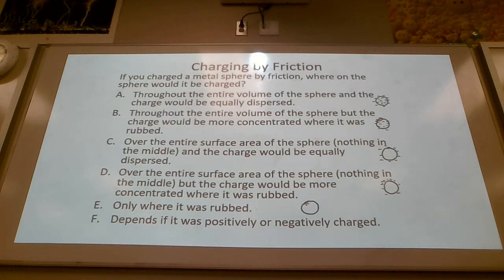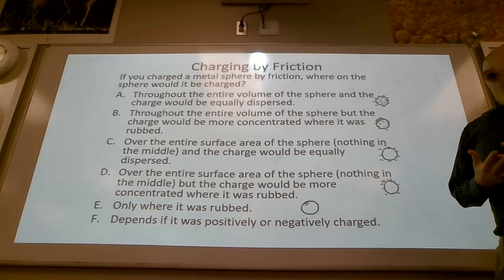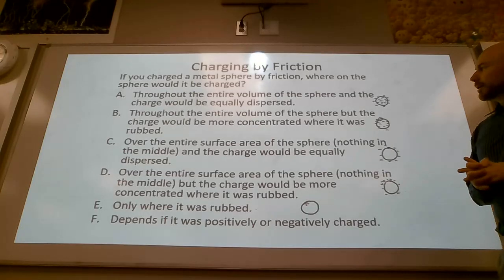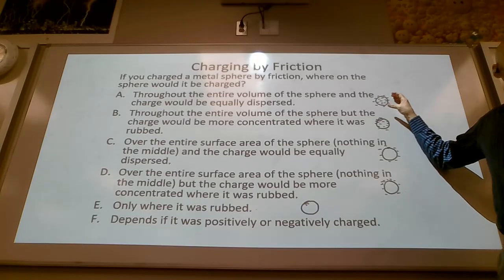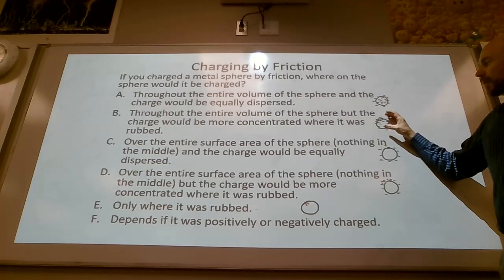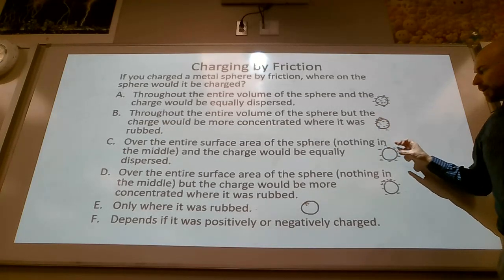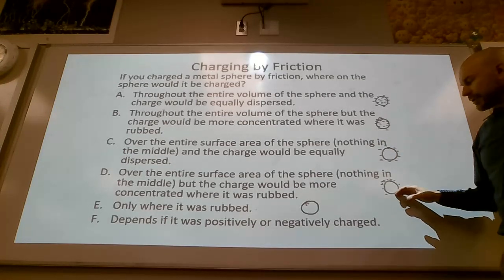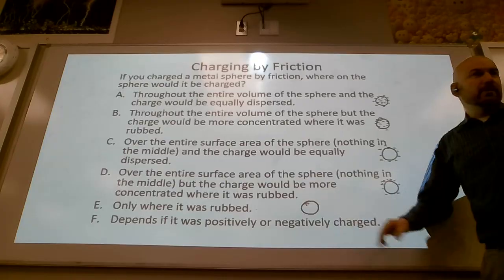All right, so if you have a metal charged by friction, charge it negatively by friction, how are the electrons arranged on that negatively charged sphere? Will the electrons go through the entire volume of the sphere? Will it go through the entire volume but be more concentrated where it was rubbed? Will it go on the outside equally distributed around? Will it go on the outside but more concentrated where it was rubbed? Will it only be charged where it's rubbed?